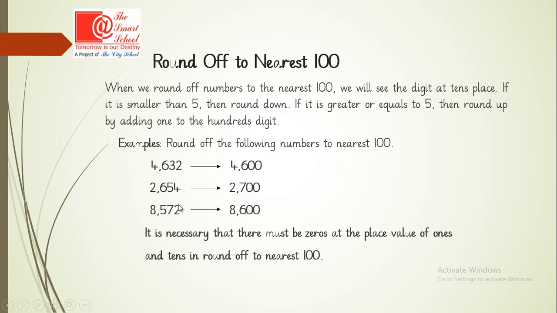8572. Now we will look at the digit at place value of tens. This is 7, which is more than 5, so the 5 will round up and we will add 1 in it, so it will be 6. So the round off number is 8600. Now you can notice it is necessary that there must be zeros at the place value of ones and tens in round off to nearest 100. So for nearest 100, 2 zeros are a must over here.